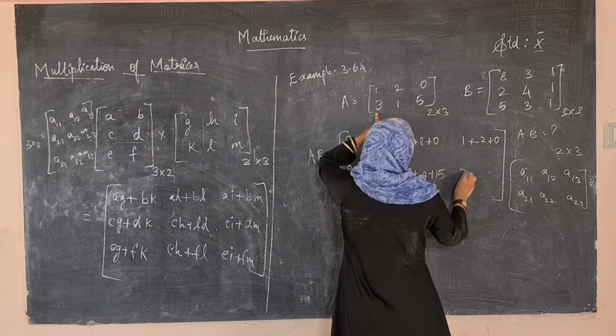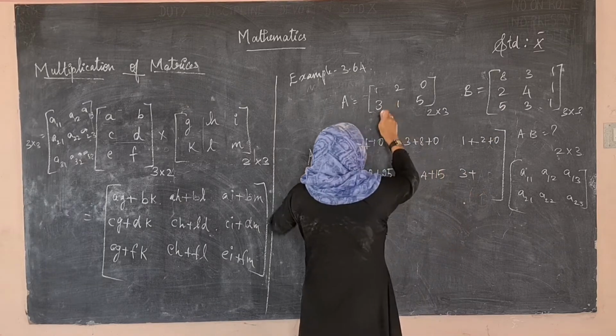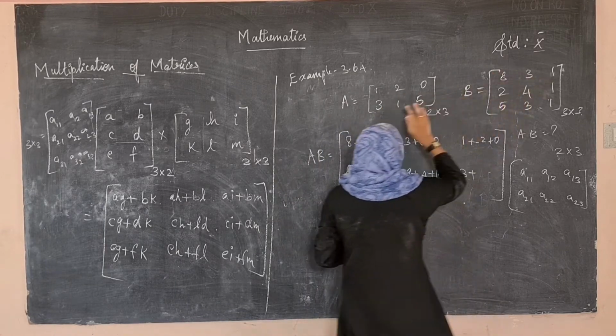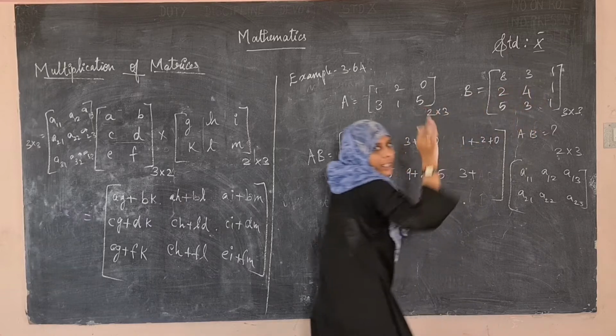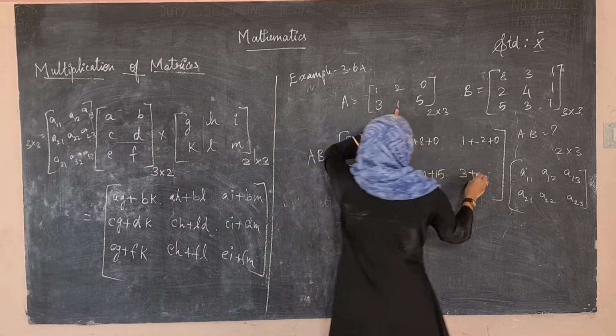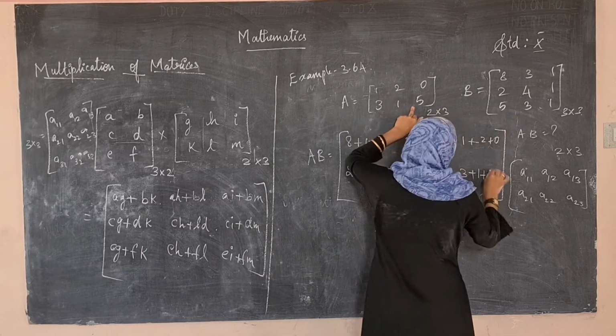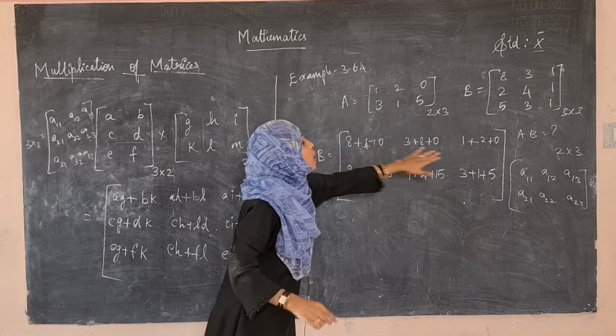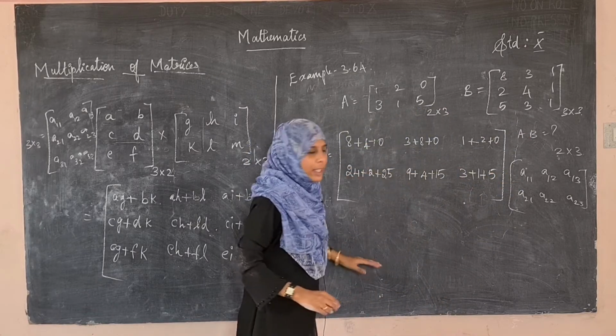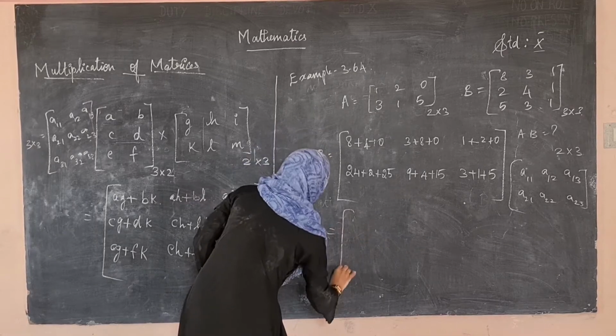3 into 1 is 3, plus, see here, the first element should be multiplied with the first element, the second element with the second element. Don't get confused. Okay, 1 into 1, plus 5 into 1 is 5. Now we have to add all these and write the answer. What is the answer of AB?